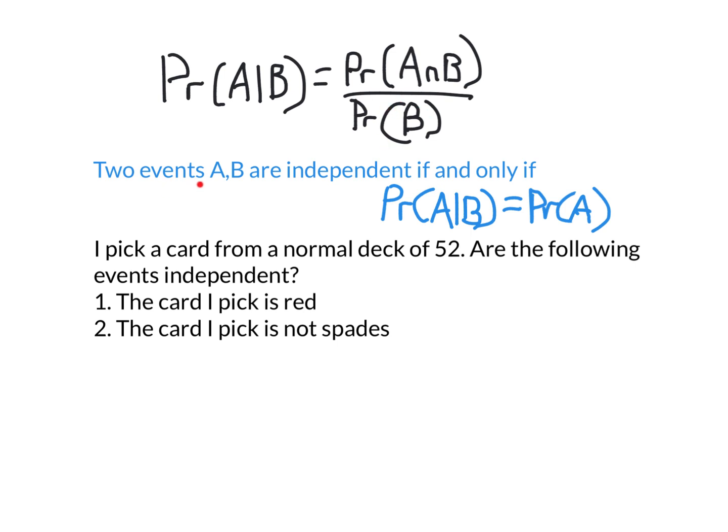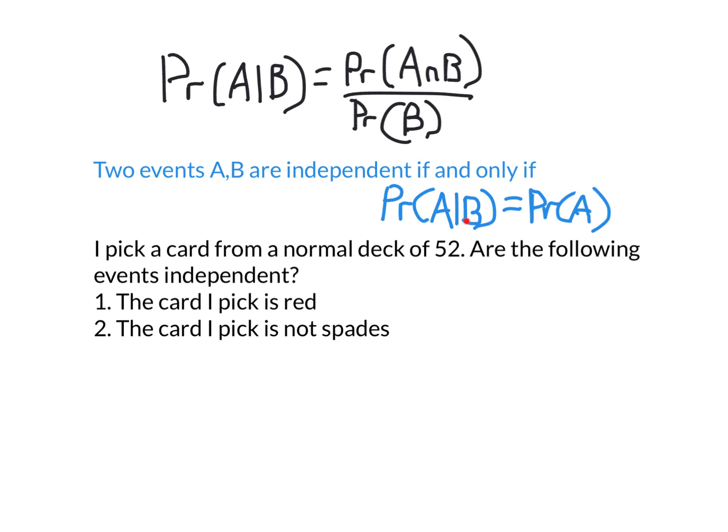So two events A and B are said to be independent if and only if this is true. This says probability of A given B equals probability of A. So what exactly does that mean? Well, when we say probability of A given B, we know that B happened. We're saying what's the probability A also happens?